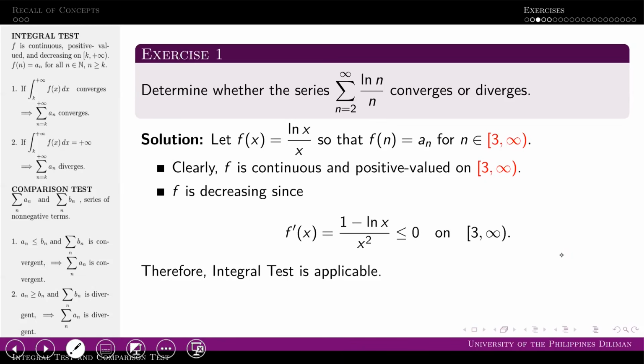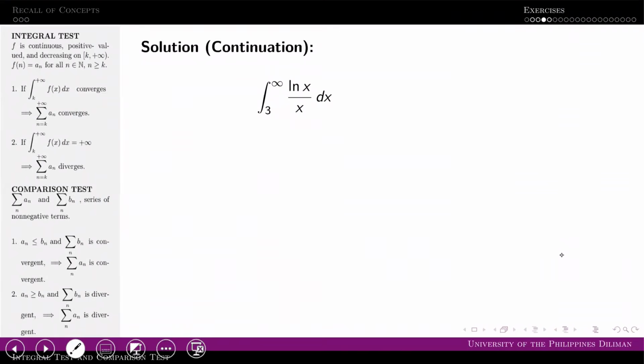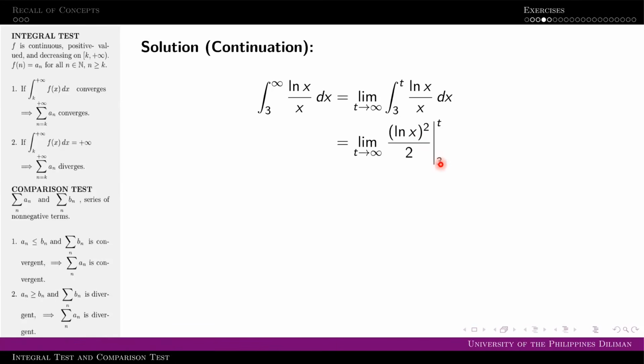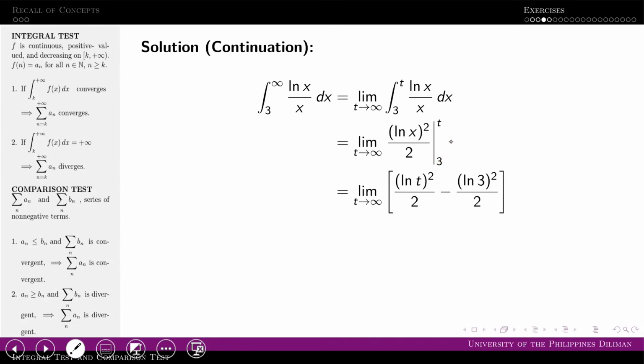So, i-apply muna natin. i-compute natin tong improper integral na to, which is just the limit as t approaches infinity ng integral na to. And again, si ln x over x is easily integrable if you let u to be ln x. Exercise nyo na lang yon. And if you do it, you'll arrive at the antiderivative (ln x)^2 over 2, which we will evaluate from 3 to t, giving us (ln t)^2 over 2 minus (ln 3)^2 over 2.